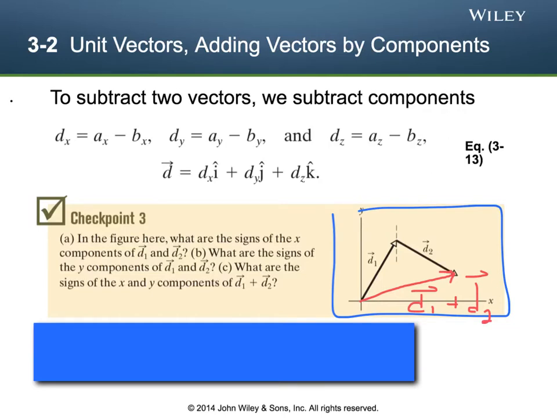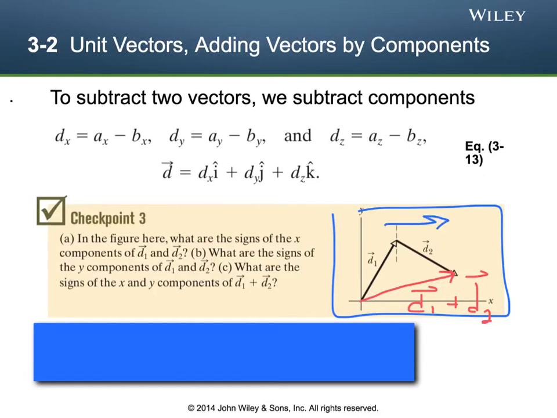First off, if you look at D1, what are the direction of the components? Well, D1 is going up and to the right. So those are both positive in the x direction and the y direction. Whereas D2 is going down and to the right. So it has a positive x direction but negative y direction. So the answer to the first question, what are the signs of the x components of D1 and D2, they're both positive because they are both moving to the right.